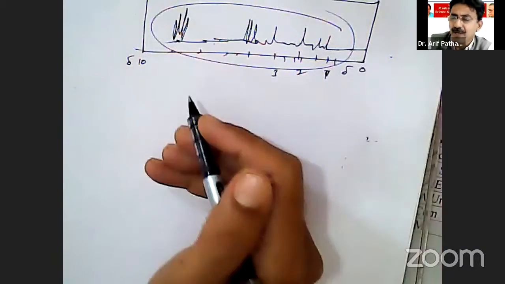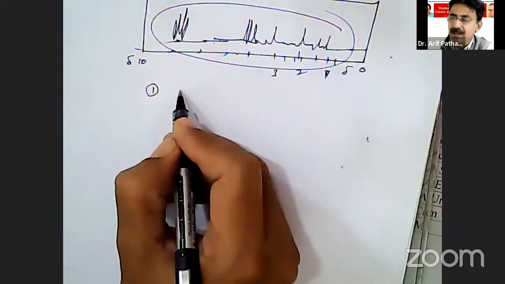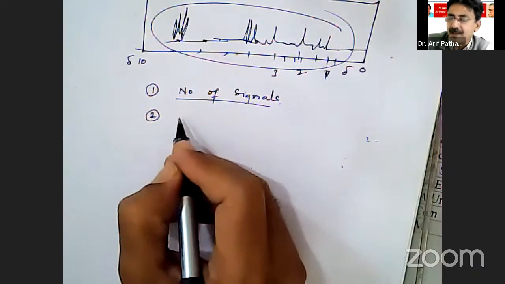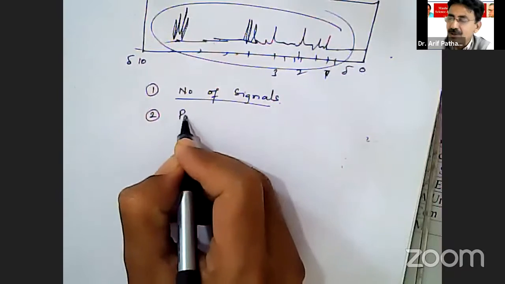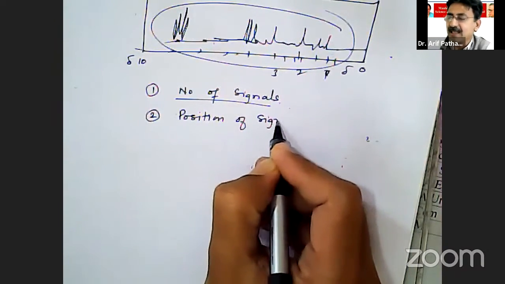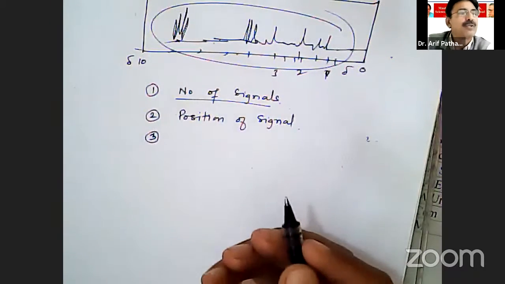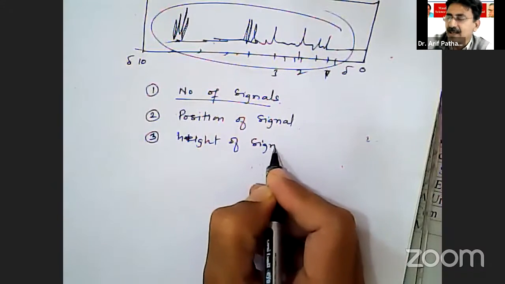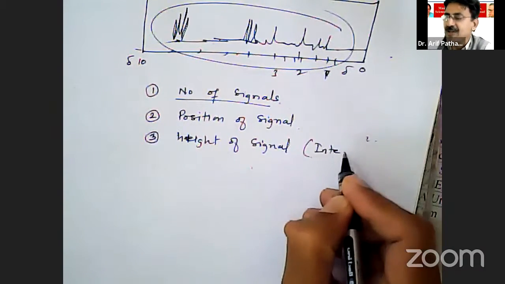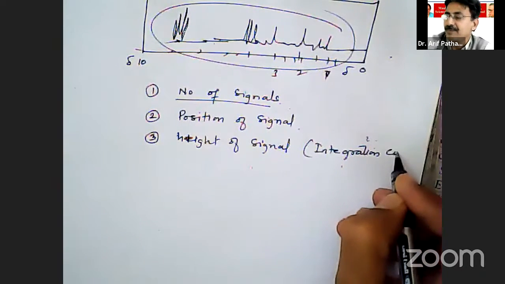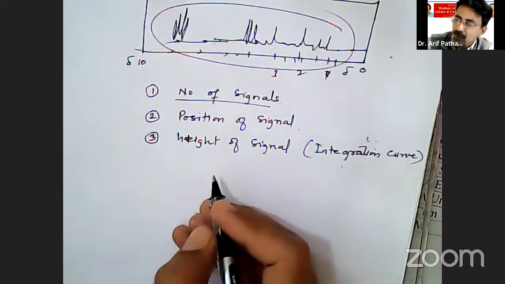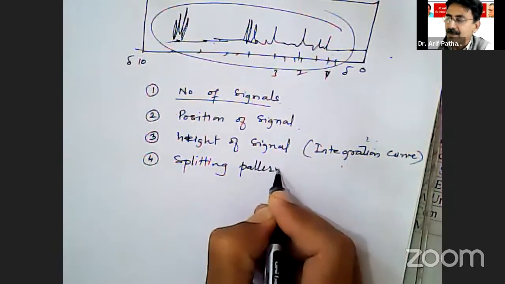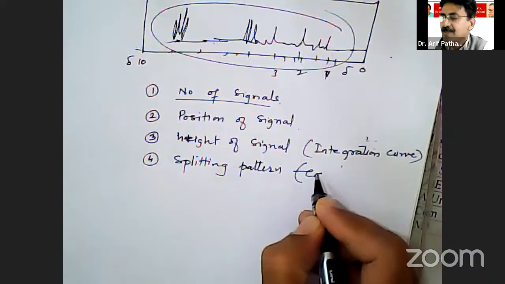In this spectra, we have to see 4 things. Number 1 is number of signals. Second point is position of signal. Third point which we have to see is the height of signal, which you will call the integration curve. Fourth one is splitting pattern, which you will call spin coupling.